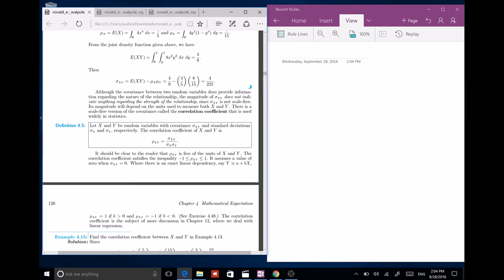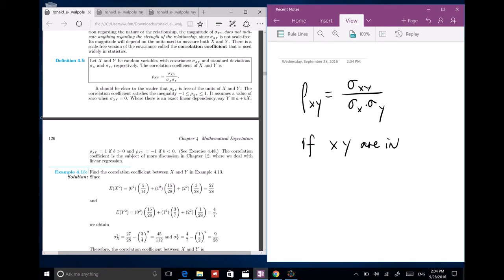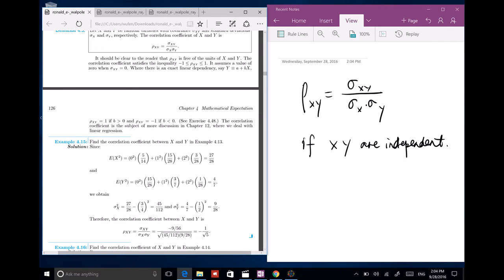Just apply the formula. There is a correlation coefficient of X and Y, rho_XY, defined as sigma_XY over sigma_X times sigma_Y. If X and Y are independent, then rho will equal, sorry, equal 0. I think we probably have something like that later. Okay, it should be clear that rho is free of the units of X and Y.